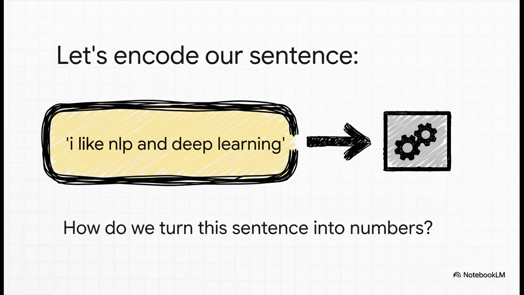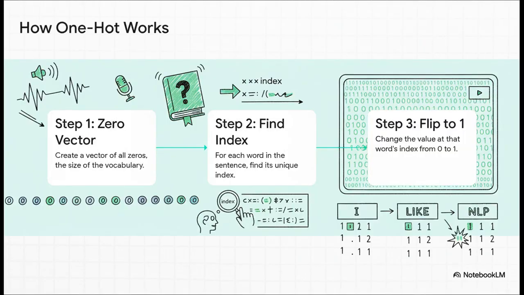We're going to use our new dictionary and this one-hot encoding idea to finally turn "I like NLP and deep learning" into a single list of numbers. It's a three-step dance, really. First, you lay out a string of zeros, one for every single word in our dictionary. Then you go through your sentence word by word.